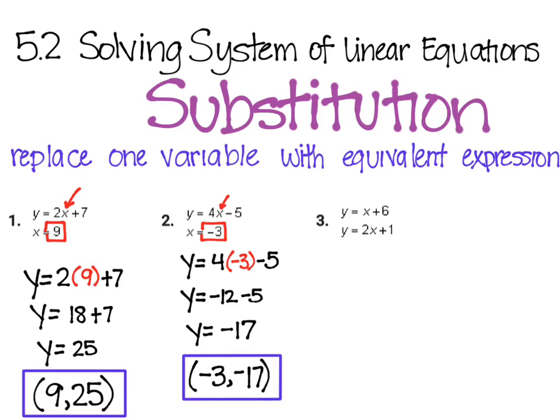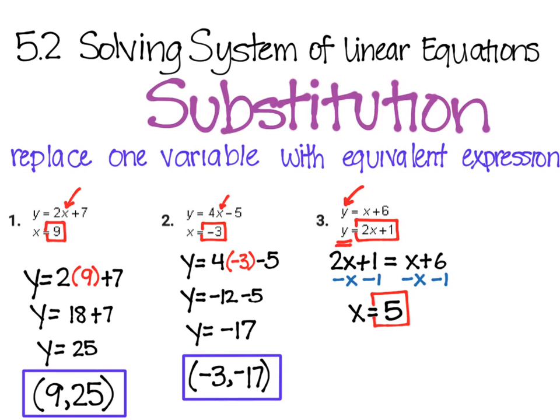Now this last one on this page, I don't have a value for x like I did in problems 1 and 2. But I do have an expression. I have that 2x plus 1 is equal to y. And I have that x plus 6 is equal to y. Since they both equal y, they equal each other. That 2x plus 1 is going to equal x plus 6. And you can think of it that we're doing substitution of this expression for y. That's saying that they're both going to be equivalent.